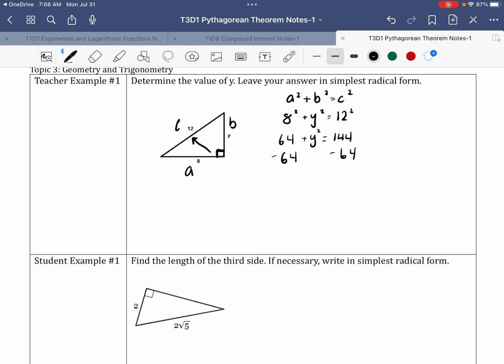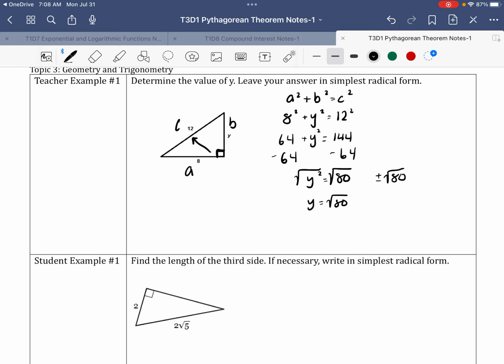And I'm going to subtract 64 from both sides. Y squared equals 80, and I need to take the square root of both sides. Y equals the square root of 80. A couple of things. Number one, when you take the square root, technically we should get plus or minus the square root of 80, right? But since we're solving for side lengths of triangles, we cannot have a negative value to represent a side. So we always only use the positive for the Pythagorean theorem for side length geometry kinds of problems.